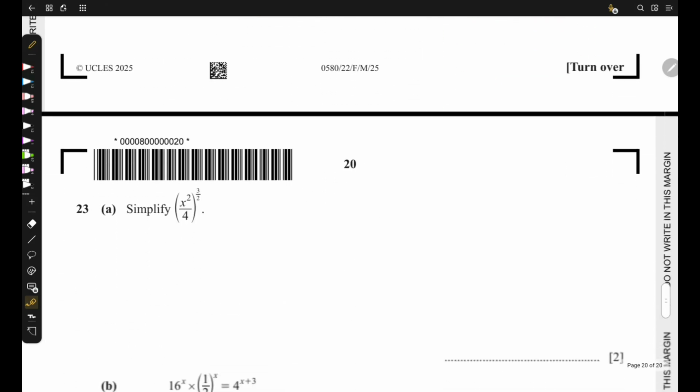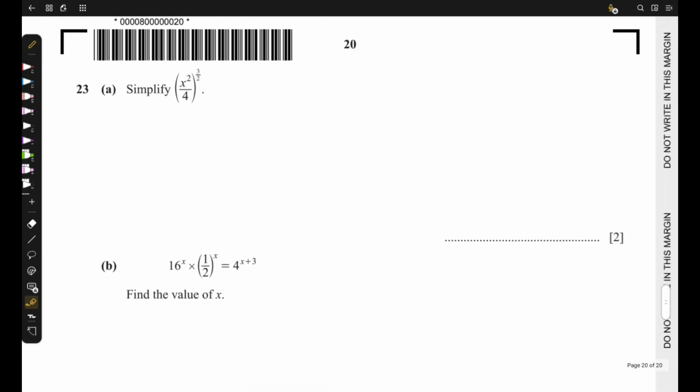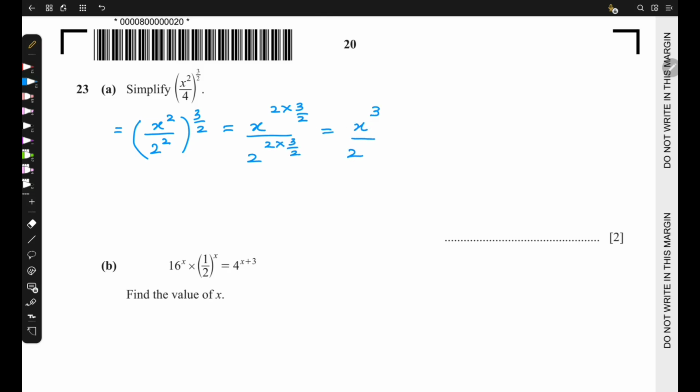Moving on, last question, I think. Question number 23, simplify. So first of all, I'm going to write down x squared as it is, and 24 can be written as 2 squared whole raised to the power 3/2, and now the power would be multiplied with both the numerator's power and the denominator's power. So you will get x raised to the power 3 and 2 raised to the power 3. x raised to the power 3 would remain as it is and 2 raised to the power 3 is 8. So the answer is x raised to the power 3/8. That is your answer.